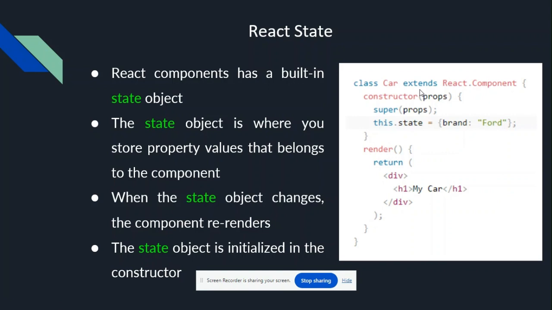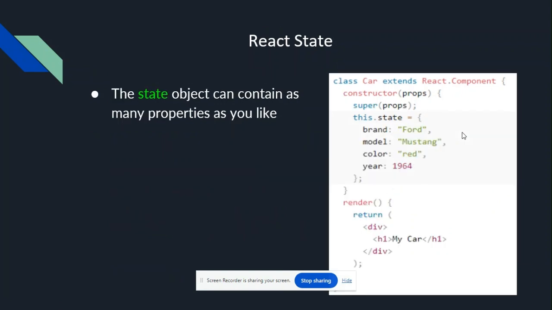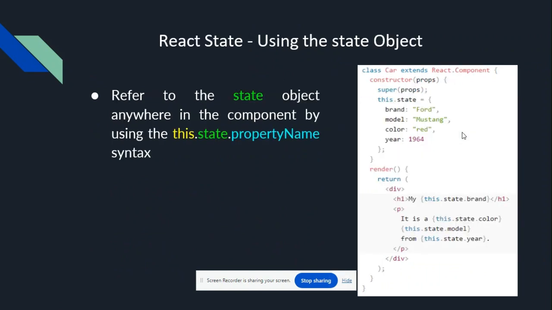So in short, for example, a state object has been changed and we change the brand name. So the component re-renders and we can see the updated value of the brand promptly, right? And the state object can contain as many properties as you want. You can place hundreds of properties in a single state object, right?